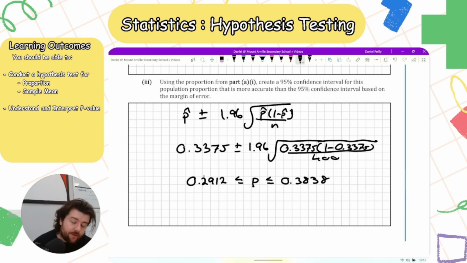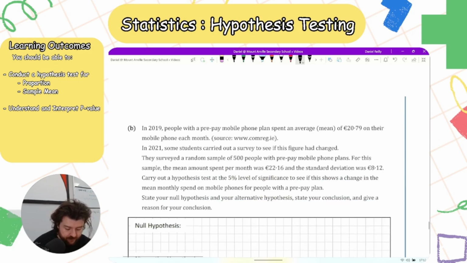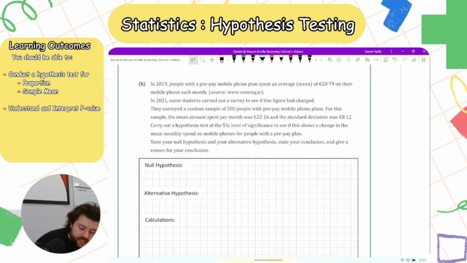Right? So I can say with 95% confidence, the true proportion of people who prefer it in online learning is between like 29.12% and 38.38%. Right here, in 2019, people with a prepaid mobile phone spent on average €20.79 on their phone bill each month.